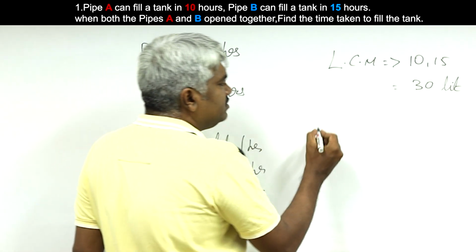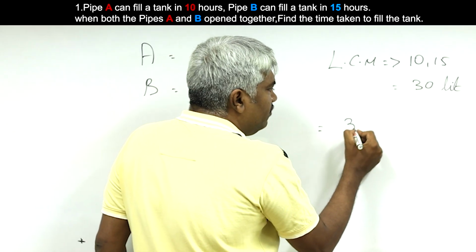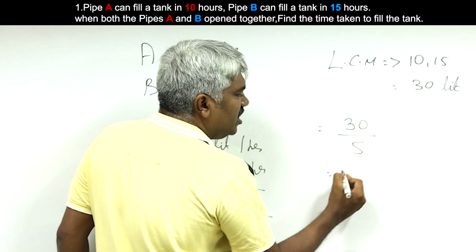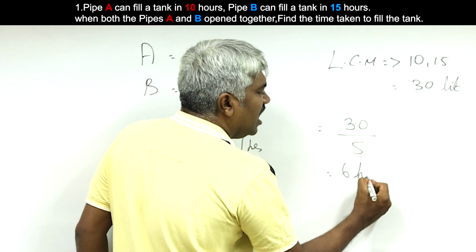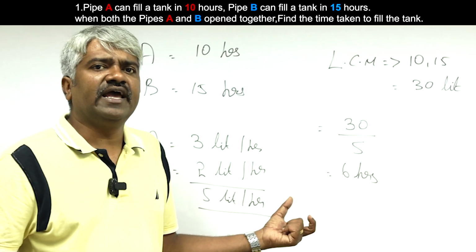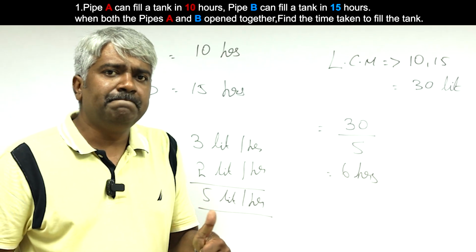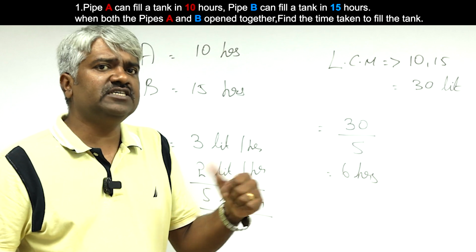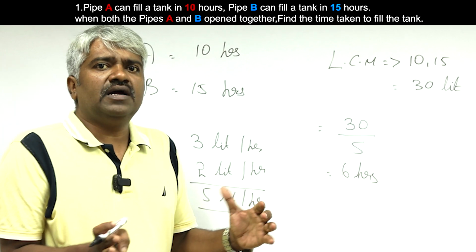Now, when both the pipes are open together, to fill these 30 liters, how much time will they take? So, 30 by 5 is 6 hours. So, when both the pipes are open together, they can fill the tank in 6 hours. This is a basic problem from this topic. Now, we can go to the next question with some added point to that.